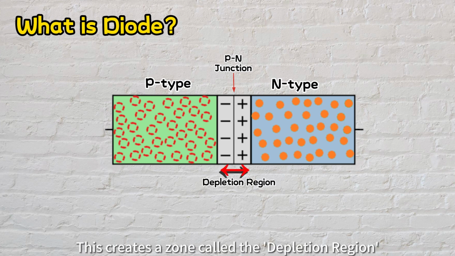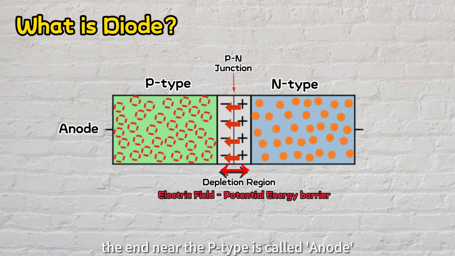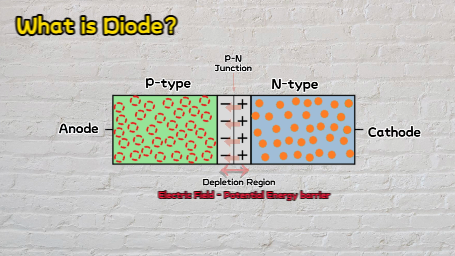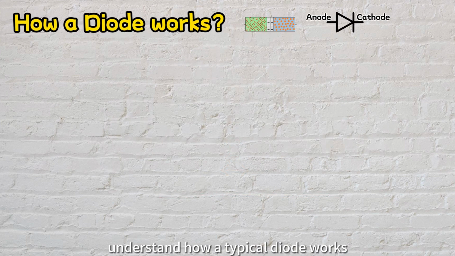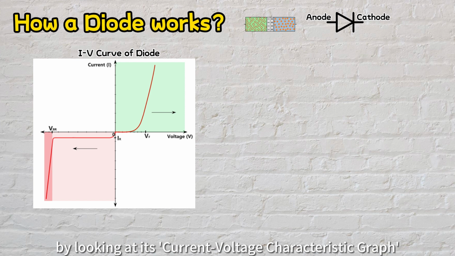This creates a zone called the depletion region. An electric field forms, setting up a barrier of potential energy that stops the flow of electric charge across this region. That's it, a diode is formed. Moreover, the end near the p-type is called the anode, and the other end near the n-type is called the cathode.